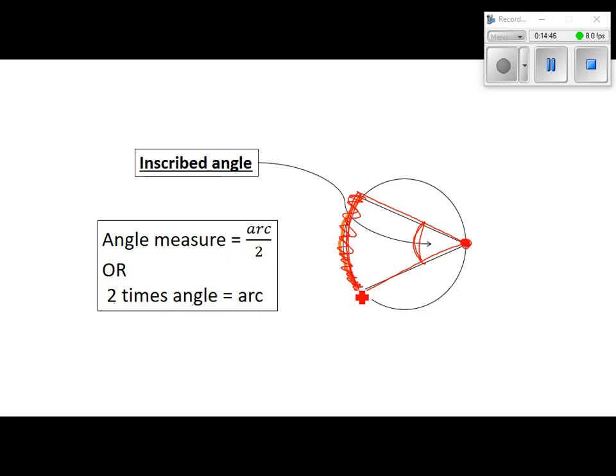So if I told you this arc was 100 degrees, we would take that and divide it by 2, and it's going to tell us that this angle is 50 degrees. If I tell you that the angle here is 30 degrees, then I double that, and I would get that this arc is 60 degrees. So you just got to remember that the angle is half what the arc is, or the arc is double what the angle is. That's for an inscribed angle. The vertex of the angle is on the circle.